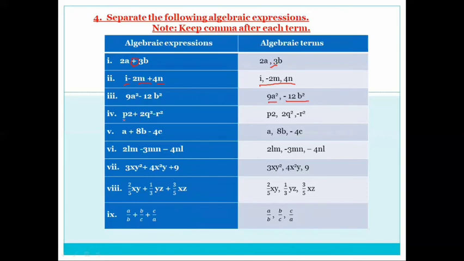Dear students, here we have p square plus 2q square minus r square.